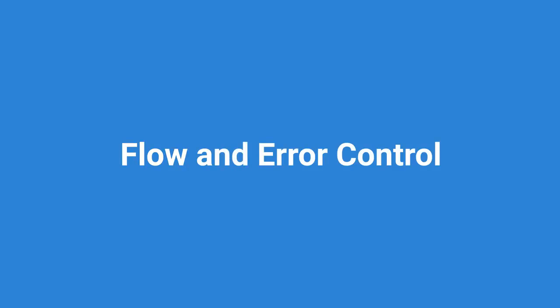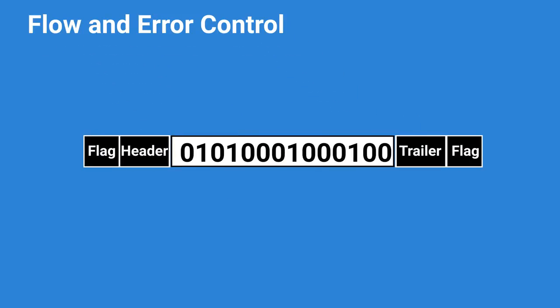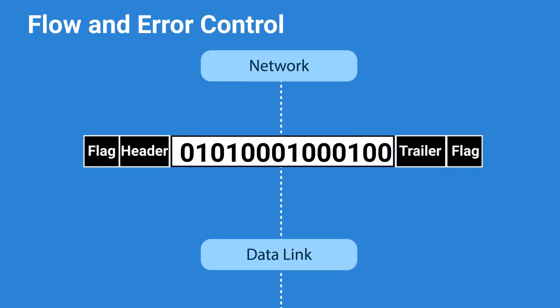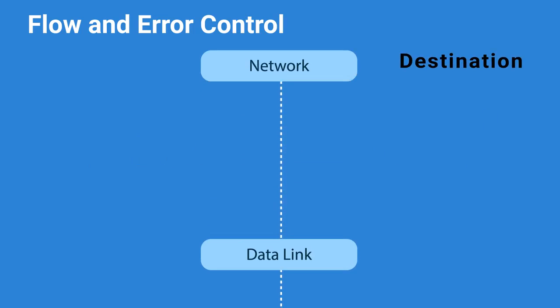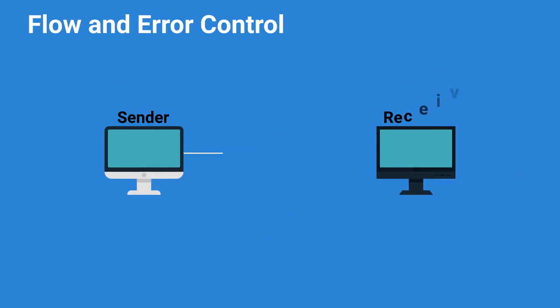Flow and error control. Well, framing is not the end of all problems. Framing alone cannot guarantee precision. We've solved the problem of marking the start and end of each frame for now. But how do we know that all frames are actually delivered to the network layer at the destination, correctly, and in the proper order? The usual approach to ensure reliable delivery is to provide the sender with some feedback about what is happening at the other end.